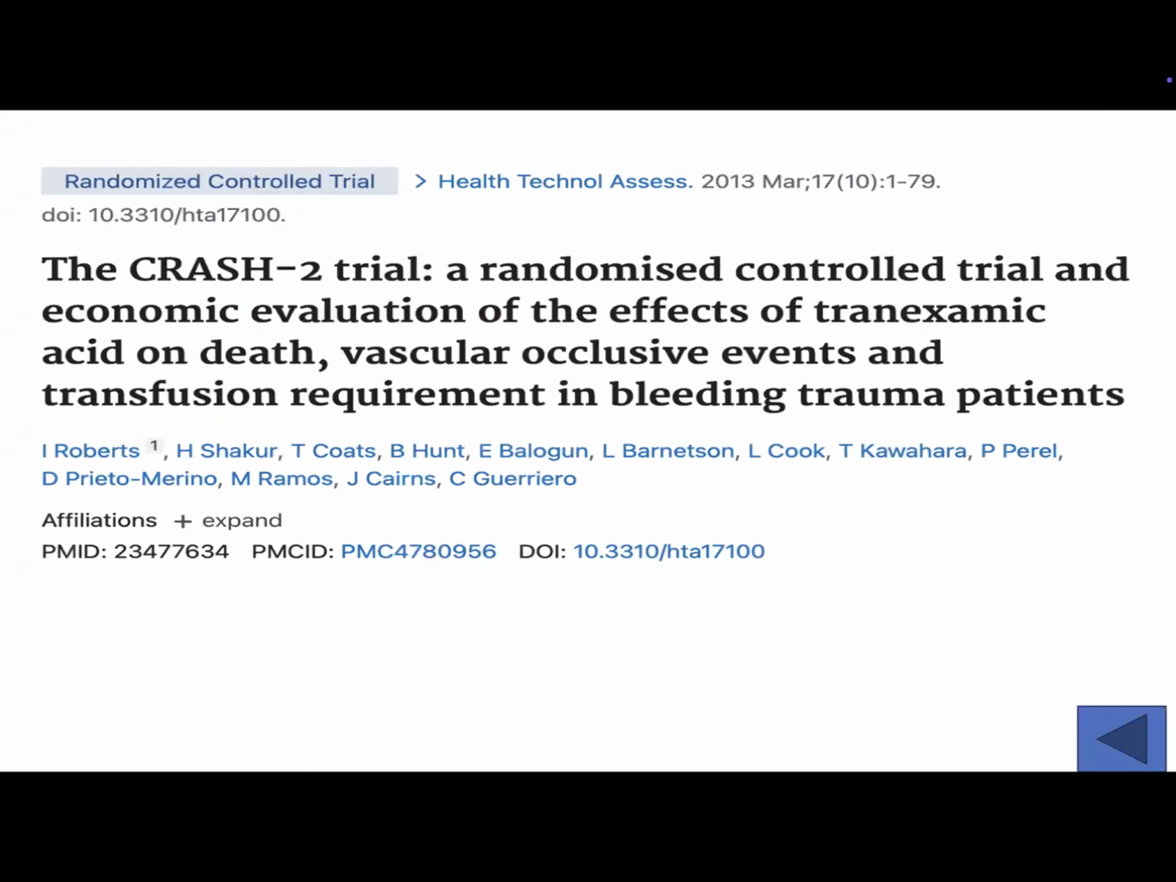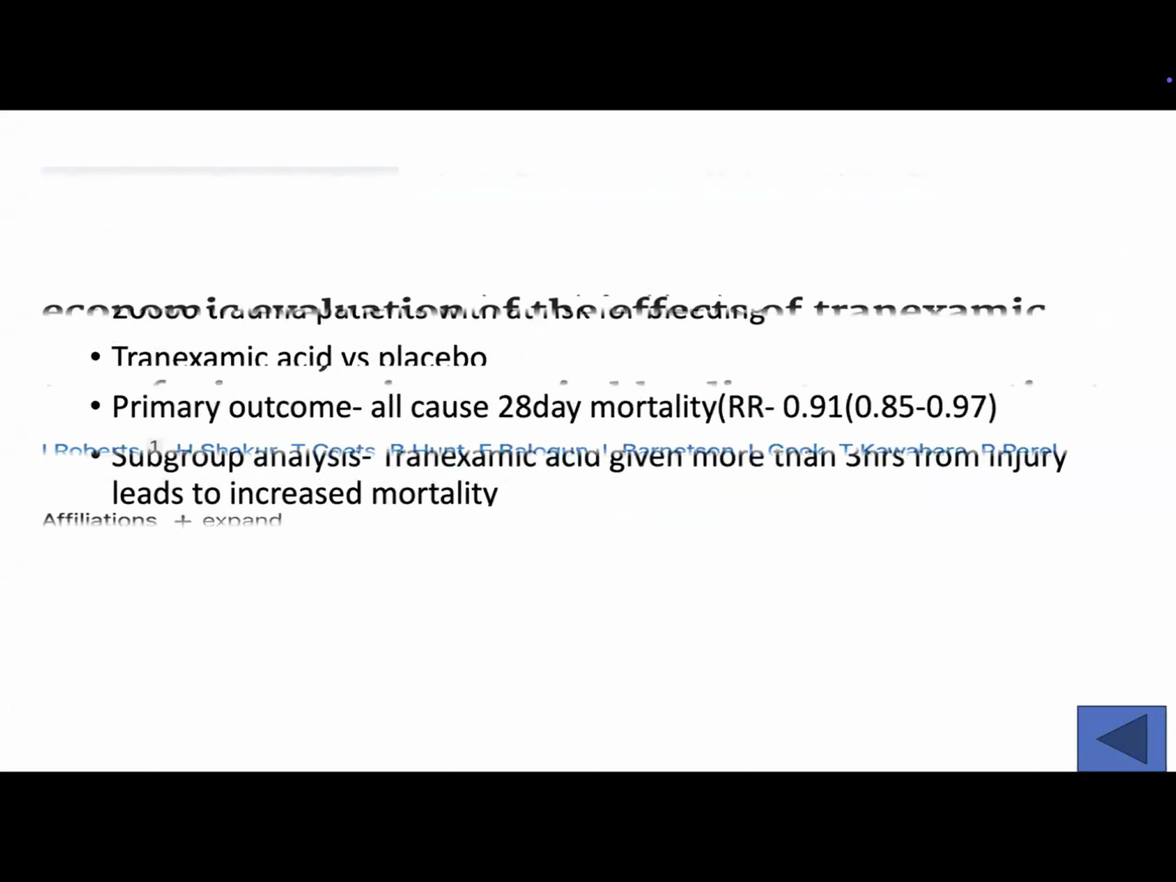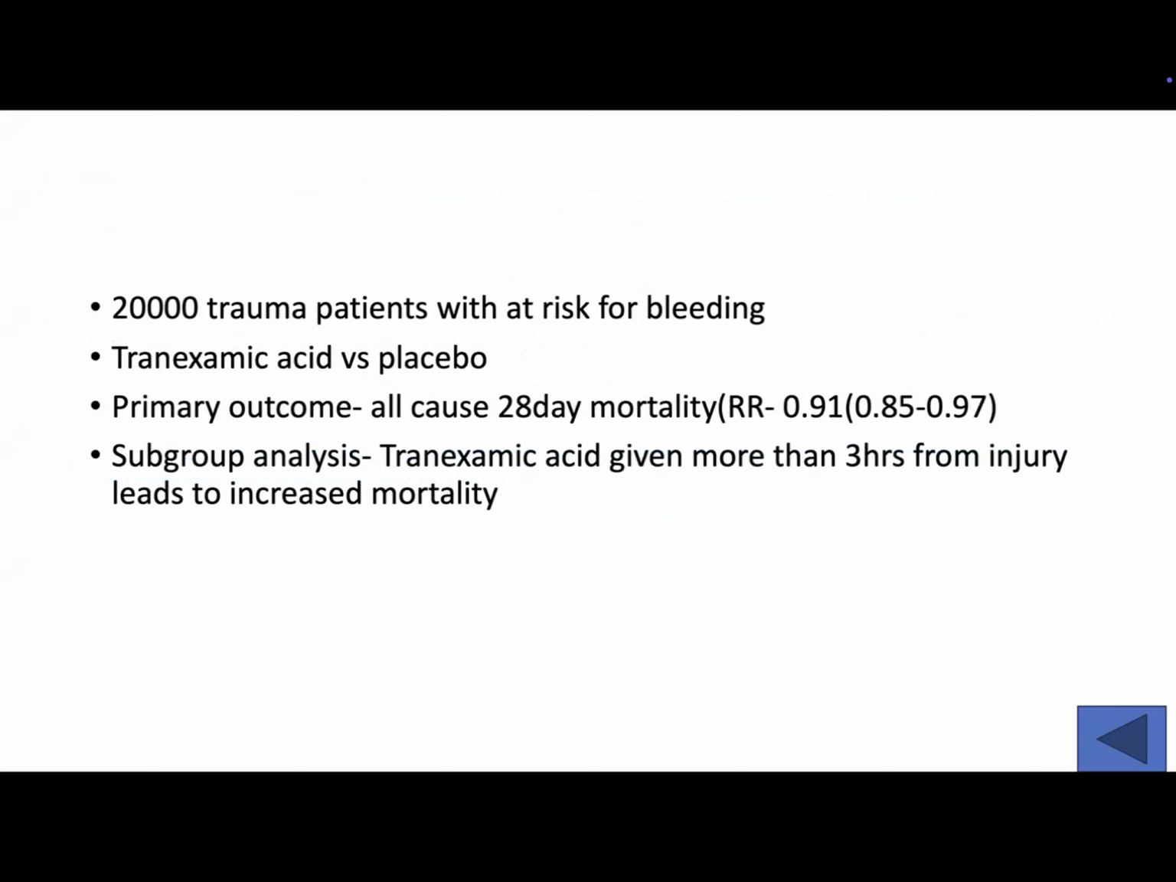So each component, tranexamic acid was proven in a very large trial, CRASH 2, a very important trial. 20,000 odd patients at risk of bleeding, tranexamic acid versus placebo. The risk ratio was 0.91, statistically significant, clinically significant. And one more most important thing is subgroup analysis of this trial showed us that administering tranexamic acid after 3 hours from the injury leads to increased mortality. That means if a patient has a trauma at 6 o'clock, maximum till 9 o'clock you can administer tranexamic acid. Otherwise, it leads to more injury by promoting clot formation.